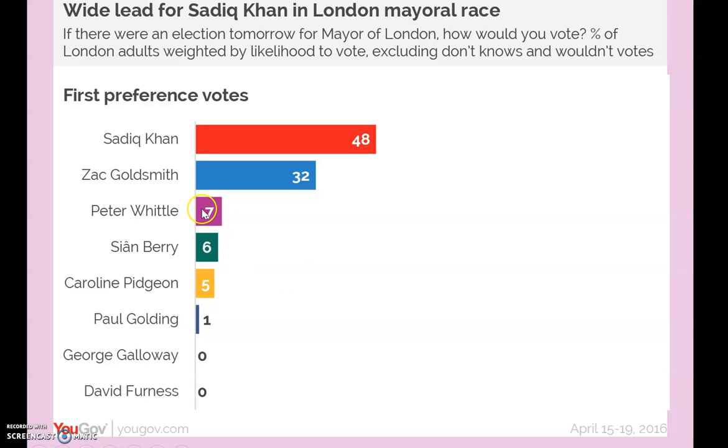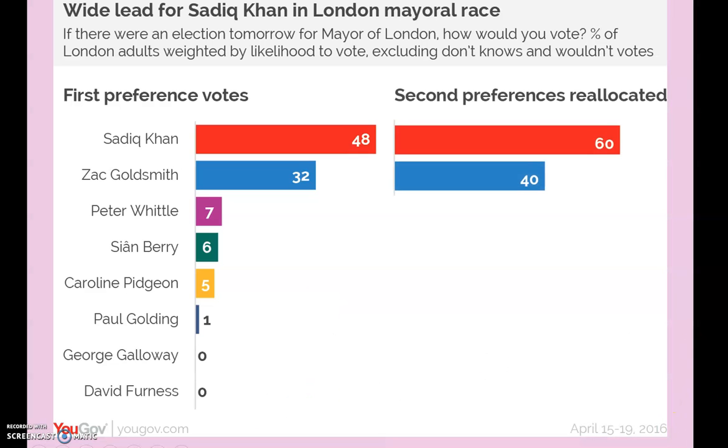Now, if you'd voted UKIP with your first preference for Peter Whittle and your second preference vote went to the Liberal Democrats, which is probably unlikely, but anyway, let's say it was, then your second preference wouldn't be counted either, because it isn't one of these top two people. If though you'd voted UKIP and your second preference was Conservative, which is probably more likely, then your second preference vote will be added on to this 32% of Zac Goldsmith. If you voted Green or Lib Dem and your second preference vote went to Labour, then Sadiq Khan would get some of those votes.